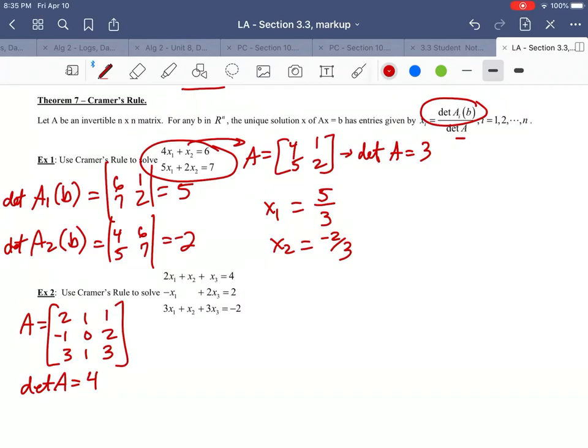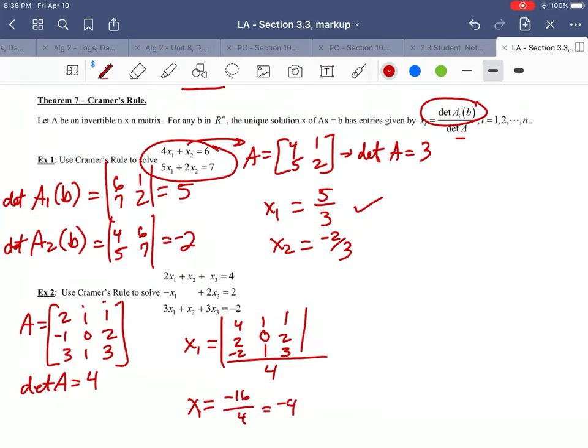All right, so I want x1. If I want the answer for x1, I know I'm going to divide something by the 4, like we did up here. All right, so what I'm going to do is make a matrix where the answers 4, 2, negative 2 are in the first column, and then everything else, this column and that column, 1, 0, 1, excuse me, 1, 2, 3 is still there, you would do the determinant of that matrix. So the determinant of that 3 by 3 matrix up there is negative 16, and the bottom is 4, so I'm getting negative 4 for my first answer.